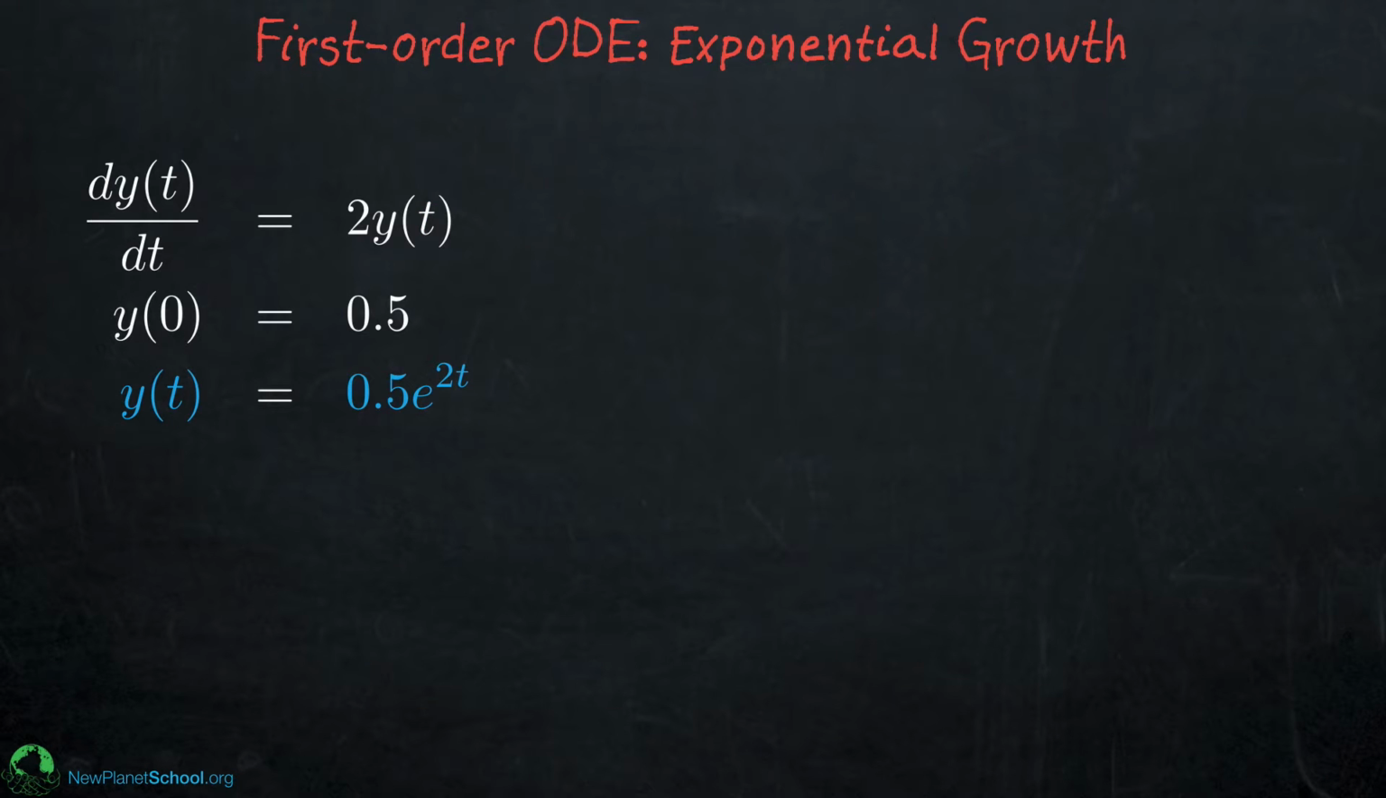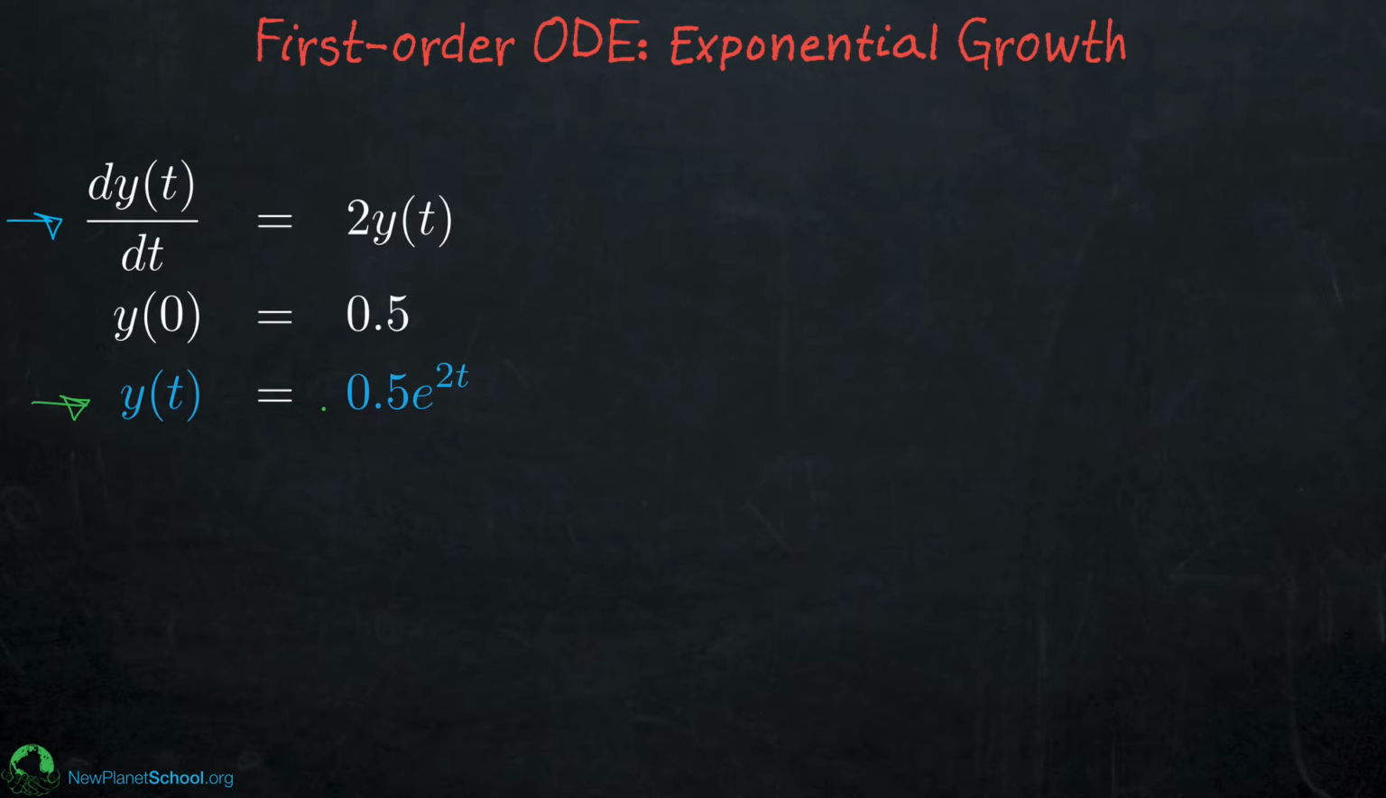So let's do the simplest example, which is exponential growth. I have a simple first order differential equation here, dy/dt equals 2y. I have to specify an initial condition. And luckily for me, this is also an equation I can solve analytically, and so this is what I think I should be getting.